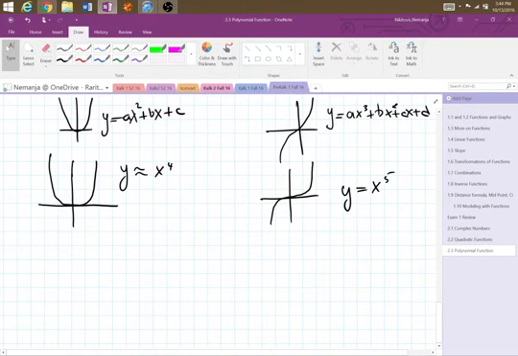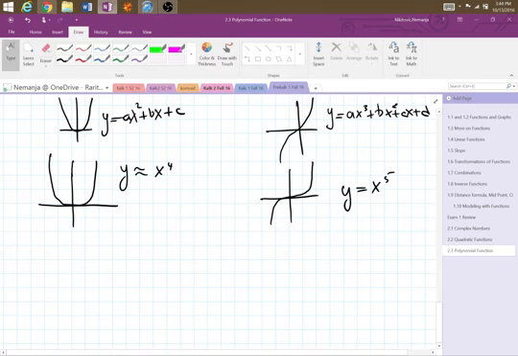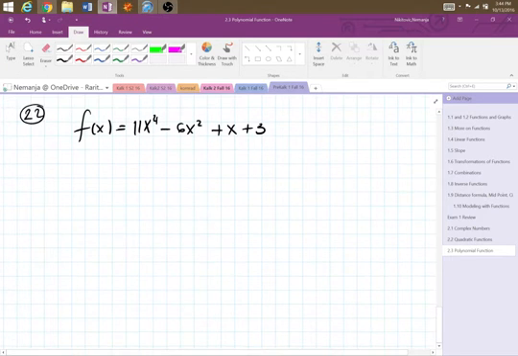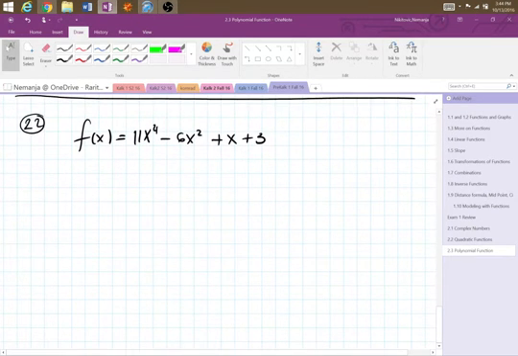So now that we understand this and know how to graph, here's a challenge question for you. Right out of the textbook. Problem 22 says that f of x is equal to 11x to the fourth minus 6x squared plus x plus 3. So try to get the end behavior, and if you don't know what's happening in the middle, just put the dots.